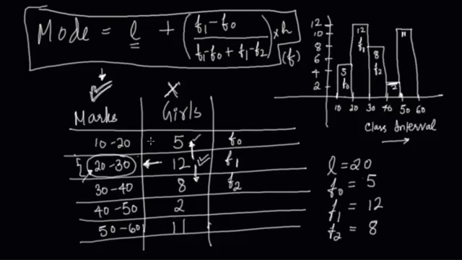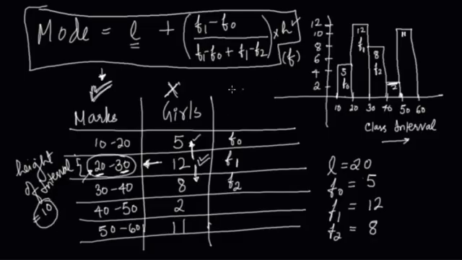Now what you need to do is fit these values, but what remains is H. H is nothing but the difference between the extreme values of the interval, which is the height of the interval. The height of the interval is equal to 10 and that is your H. So now we have H as 10. Now anyone can put the values here and get the answer: you put L as 20, F1, F2 and F0 and H, and you get the answer for mode.